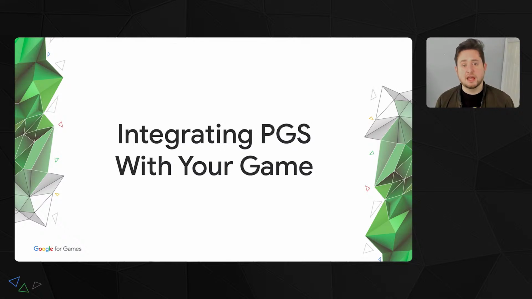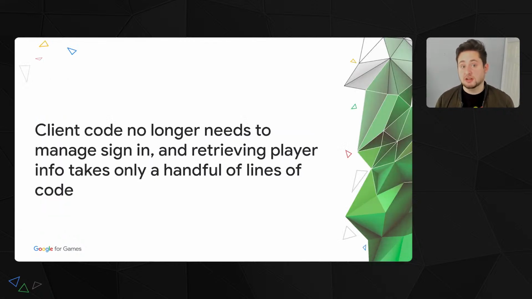In the past, implementing PGS required a lot of code on the client to sign the user in, allow them to manage their account, and handle sign-outs. Now we've heard your feedback, and we wanted to make this a better experience. With PGS v2, sign-in is automatically triggered without needing extra code, and retrieving the player's info only takes a few lines of code. What used to take hundreds of lines of code is now reduced to just several lines in your client. Let's take a look at the 3 steps to integrate PGS within your game.